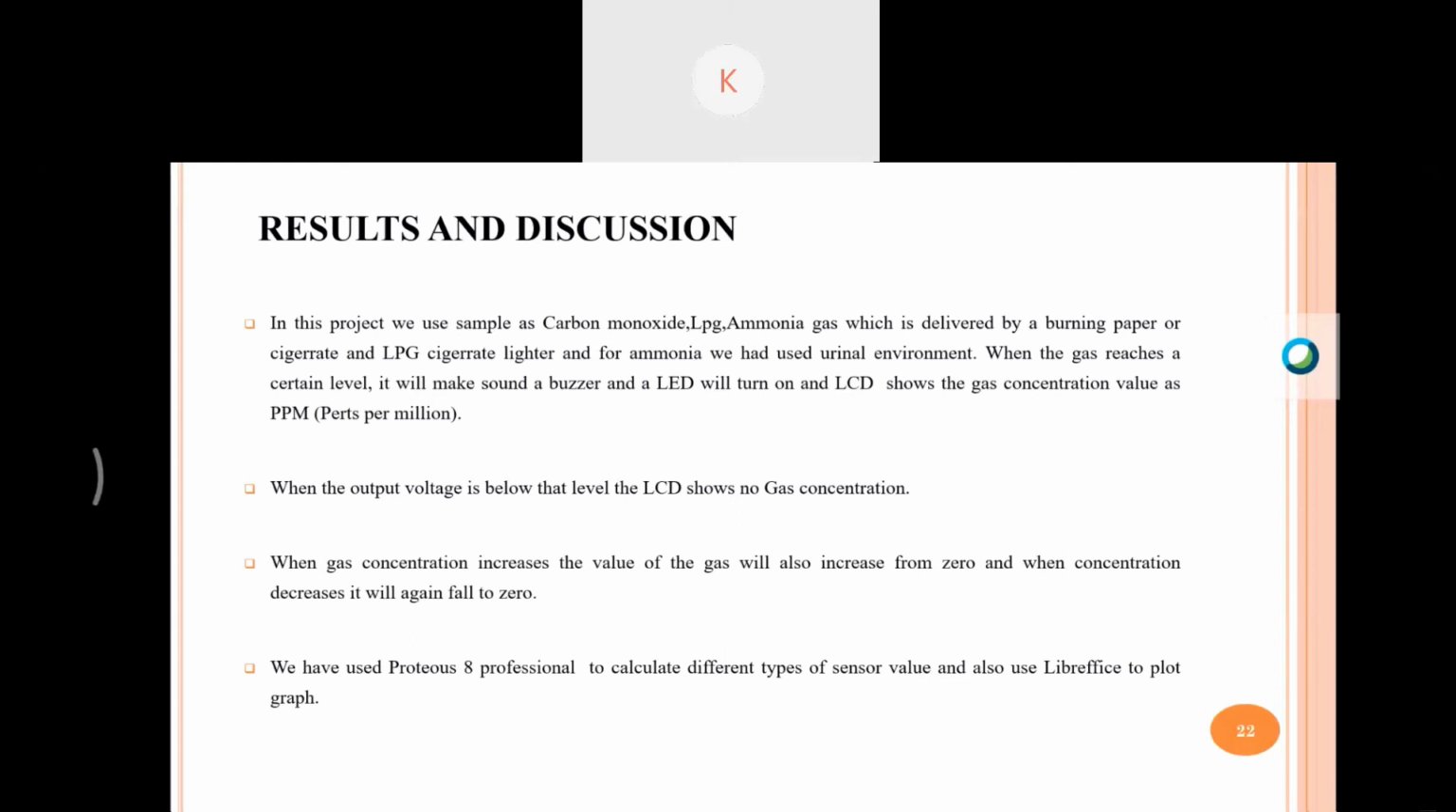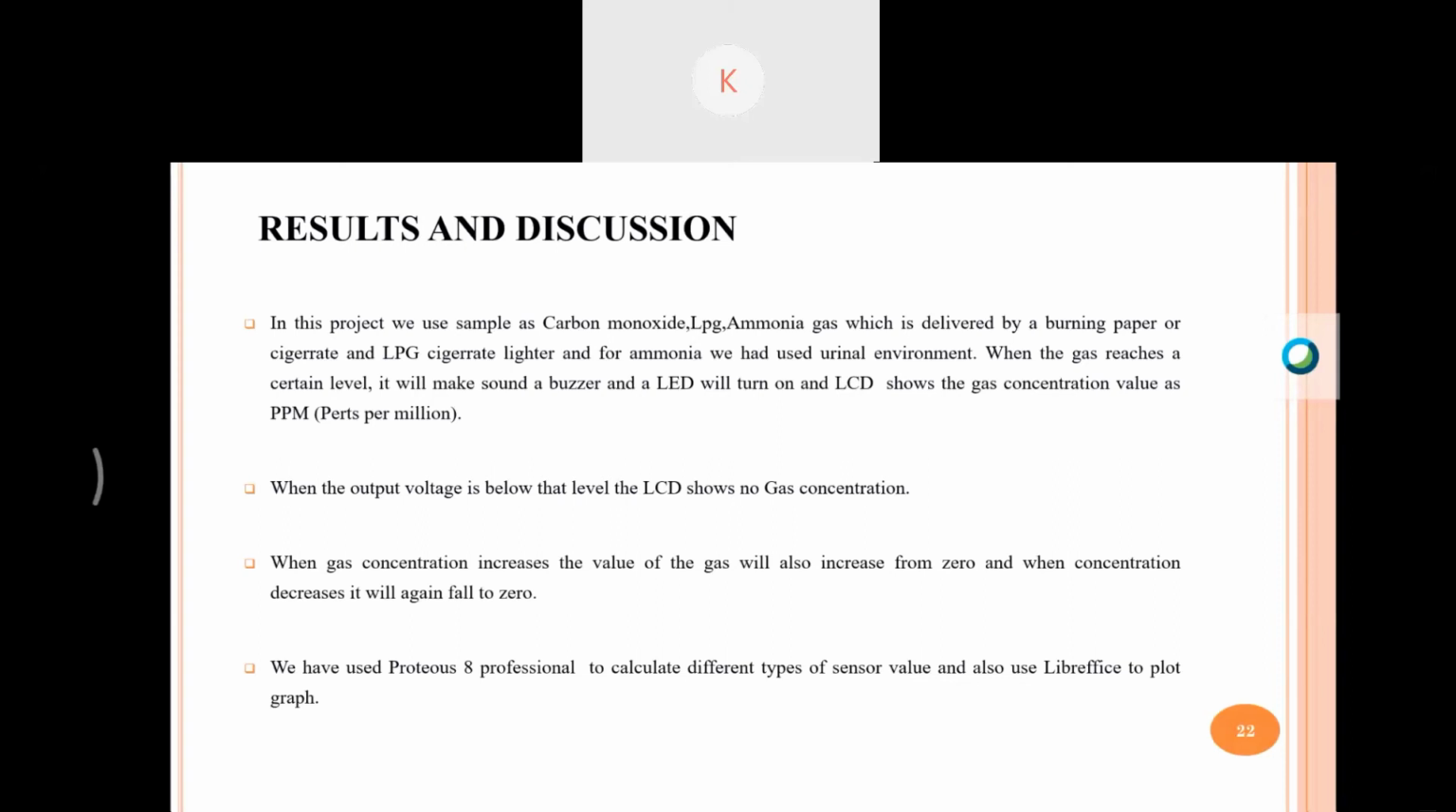from the Proteus simulation, we get different types of values from MQ2, MQ135, and MQ6. First, as a source, we have used the carbon monoxide sample from the cigarette smoke. So when we place the carbon monoxide sample to the three sensors, MQ2, MQ6 and MQ135, it gives a sensor value in ppm. But in our project, we have used 500 ppm as a threshold value.